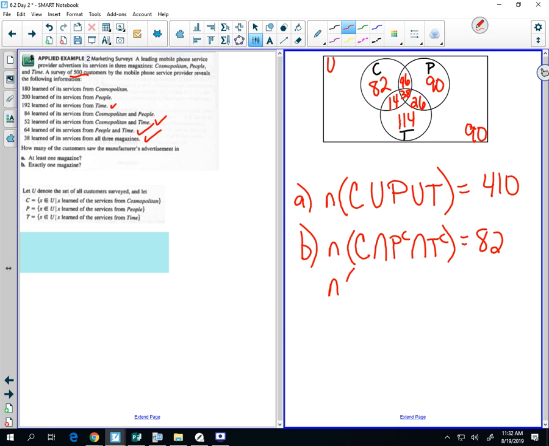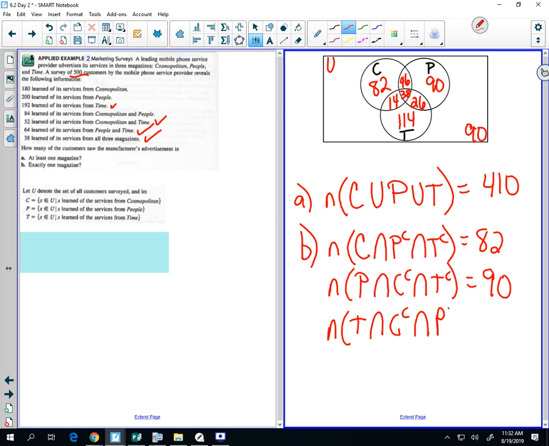And then I would do the same thing. If I want just People, then I would do Cosmo complement intersect Time complement. And that would be 90. And then if I want just Time, that would be Cosmo complement intersect People complement. And that would be 114. And then I'm going to add those all together, right? So if I was going to write that expression out, I would write all that together. And so I'm just going to take 82 plus 90 plus 114 and get 286. So again, we want to be able to draw the Venn diagrams. We want to be able to write it out as well. Okay?